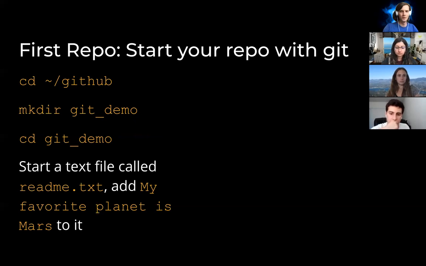Okay, so for your first repo, your first project, go to your GitHub directory and then make a new directory and move into it, or CD into it. And then using whatever text editor you prefer, make a text file called readme.txt. The name is kind of important. Calling something readme means that Git displays it more easily. Whatever you put in the README is less important, but that's what I suggest.